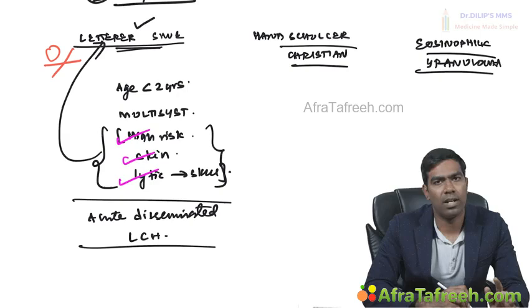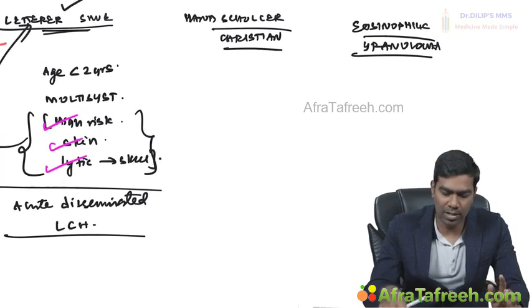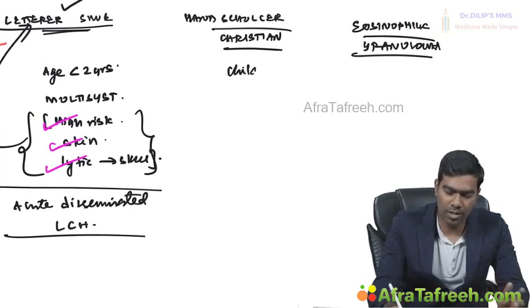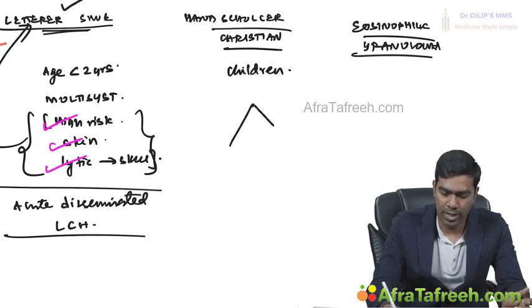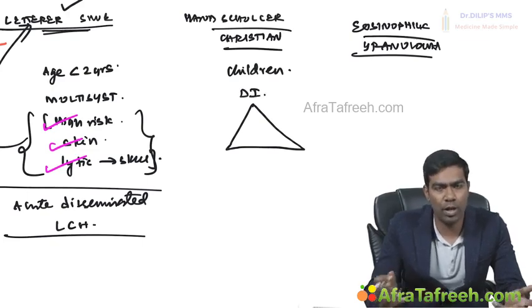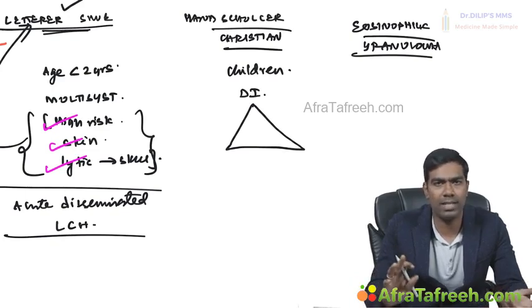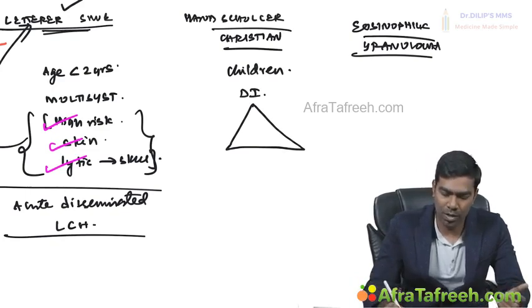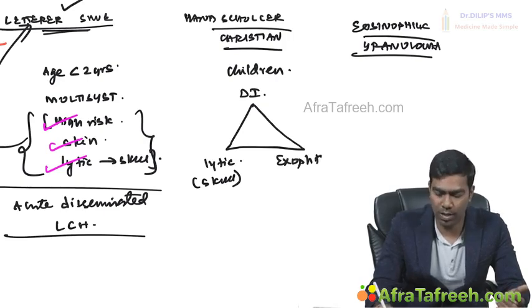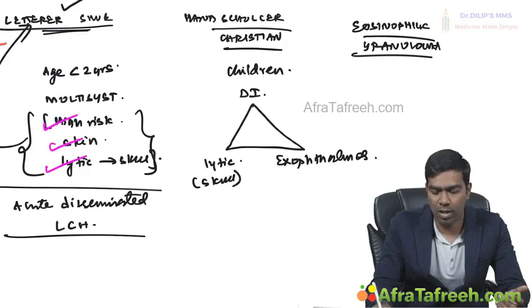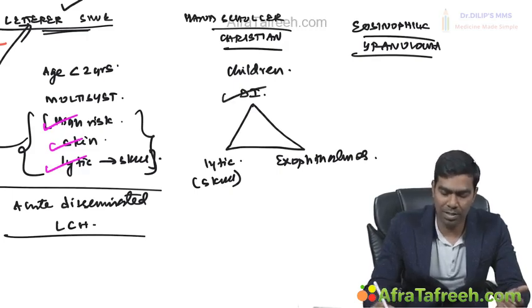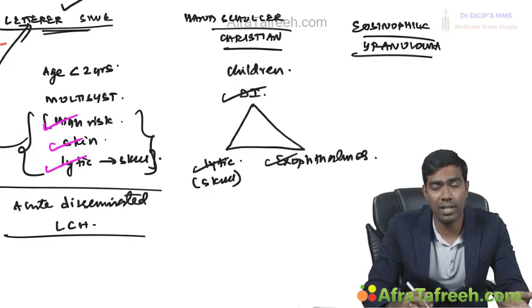But apart from that, previously in the old era, this was called Letterer-Siwe disease. What about Hand-Schüller-Christian disease? Hand-Schüller-Christian disease is very common in children. Again, usually it is diagnosed by a characteristic triad. One is diabetes insipidus. I told you the most common endocrine abnormality in LCH is diabetes insipidus. And second, you have lytic lesions, especially in the skull. And the third, you have exophthalmos. I told you, they can present with exophthalmos because of orbital soft tissue involvement. So diabetes insipidus, exophthalmos, lytic lesions in the skull.